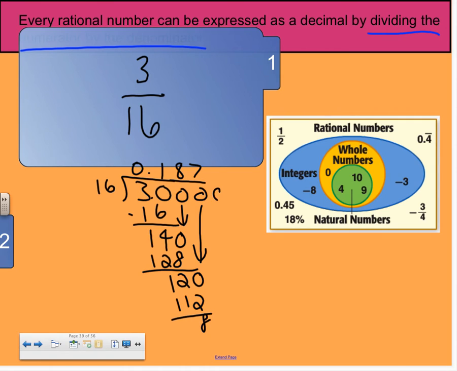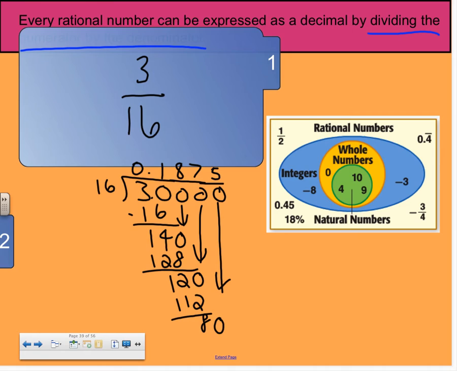Okay. And then if we subtract those, 8, bring down one more 0, and 16 goes into 80. Well, remember, 16 is just 2 8s, right? 8 goes into 80 how many times? 10 times, right? So 16 would go 5 times. So 3/16 as a decimal is 0.1875.